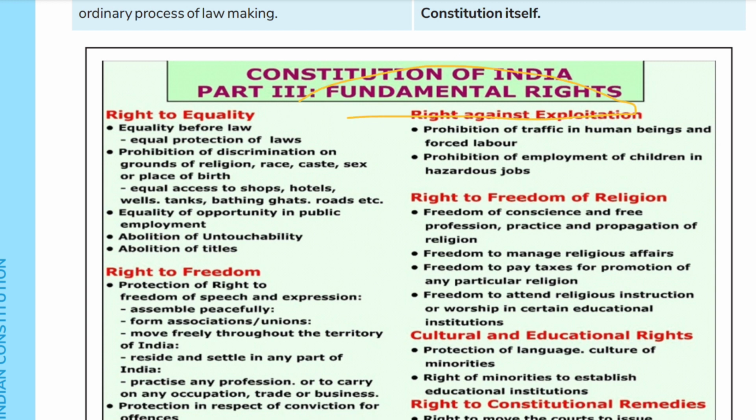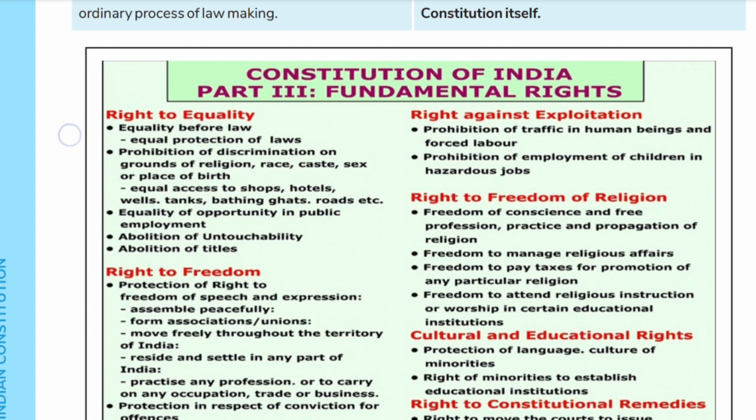So, there are 6 fundamental rights, and what are they? The right to equality, right to freedom, right against exploitation, right to freedom of religion, cultural and educational rights, and right to constitutional remedies. The first one is the right to equality.